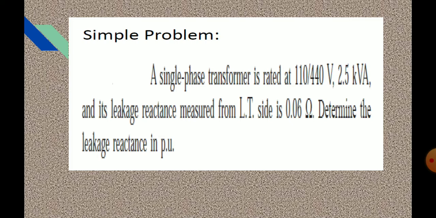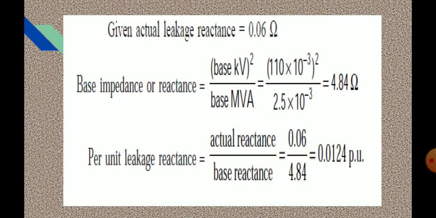So what are the values given in the problem? Voltage ratings 110/440 volt, power rating 2.5 kVA, and leakage reactance measured from the low tension side is 0.06 ohm. We must determine the leakage reactance in per unit. The given actual leakage reactance is 0.06 ohm. The basic formula: base impedance or reactance is equal to base kV the whole square divided by base MVA.